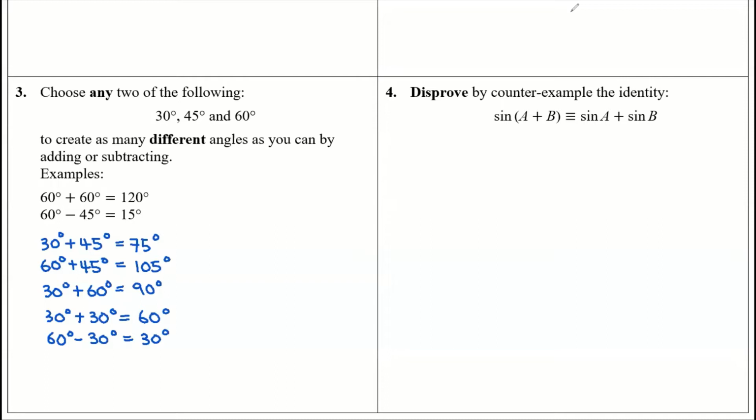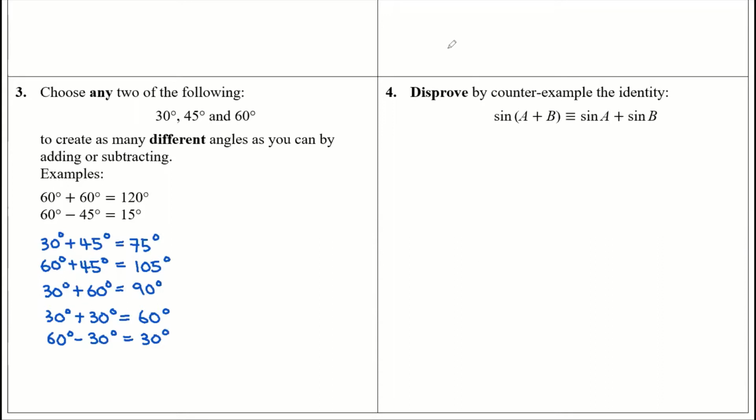Question 3 is a slightly unusual question, but you'll find out why later on. You're given 3 angles, 30 degrees, 45 degrees, and 60 degrees. And you have to try and create as many different angles as you can by adding or subtracting them. So presumably that's in pairs, as the pattern suggests. I don't know if there's any more of these. I've written out a few here. They need to be unique, as in different.